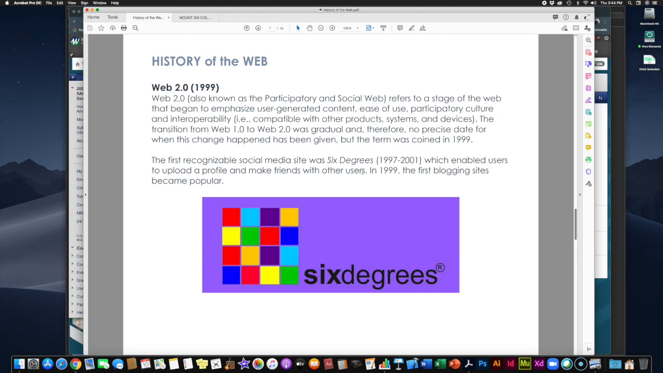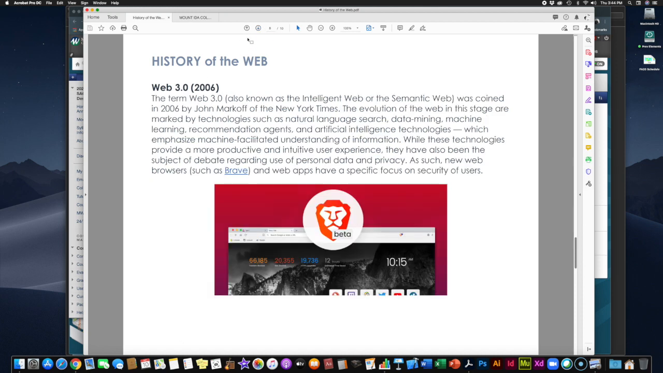Later in 1999, right around the time Web 2.0 was coined as a phrase, the first blogging sites became popular, which were platforms where everyday people could start putting their own content on the web, whereas before it was a limited number of organizations and companies who did that. So that's the Web 2.0 movement. Now, this goes for a whole 7 years, right? From 1999 to 2006, we remained in the Web 2.0 movement.